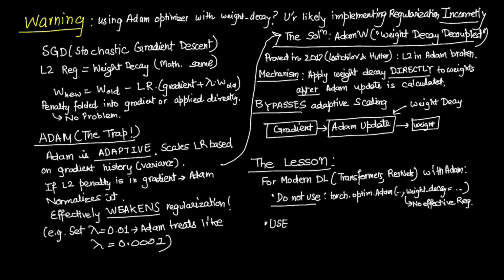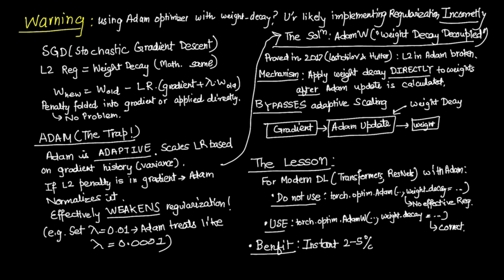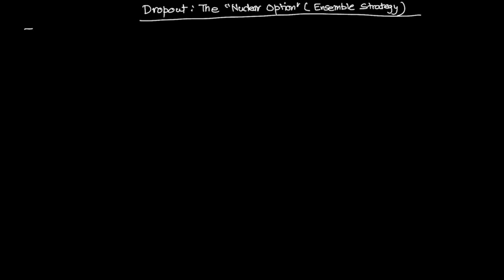If you use a standard Adam with weight decay, you're essentially training with no regularization. This simple switch can boost your model generalization by 2 to 5% instantly. Finally, let's talk about the most aggressive, counterintuitive, and effective technique in modern deep learning, which is dropout. Proposed by Geoffrey Hinton, the intuition comes from corporate management.